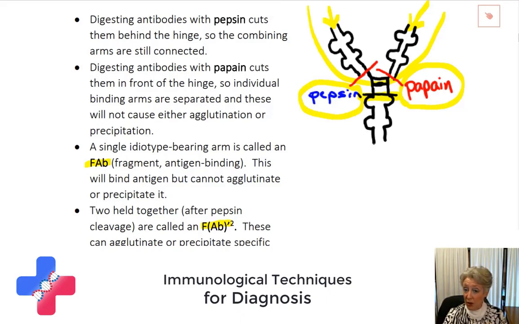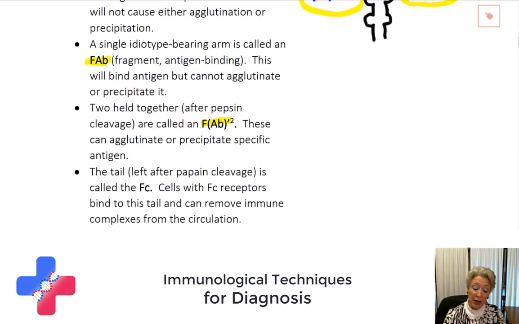When I treat an antibody molecule with papain, by contrast, notice that the cut forms in front of the hinge. So I will generate two separated FABs, but they would not be able to bind two epitopes of immunogen together in order to cause them to settle out. Okay? All I need to realize is that if I want to perform either precipitation or agglutination, I have to have those two arms still being held together.